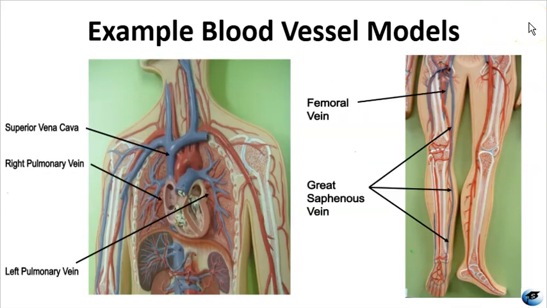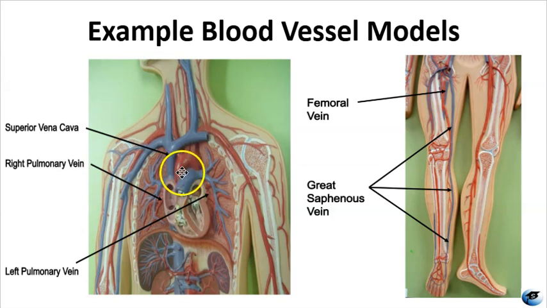Here we have key veins involved in returning blood to the heart and from the lower limb. At the top, we have the superior vena cava. This is a large vein that collects deoxygenated blood from the upper body, including the head, neck, and arms, and it channels into the right atrium of the heart.